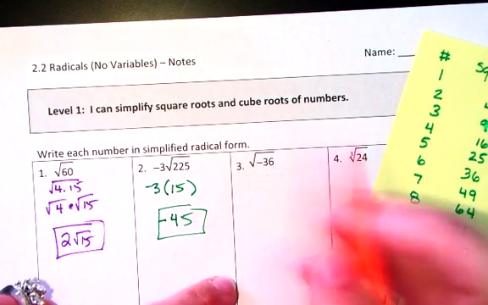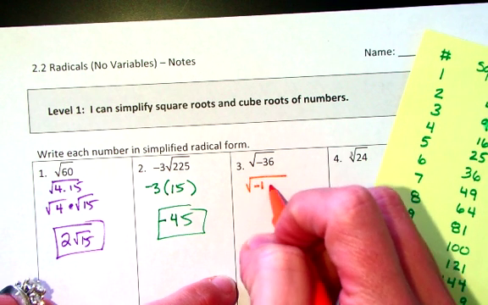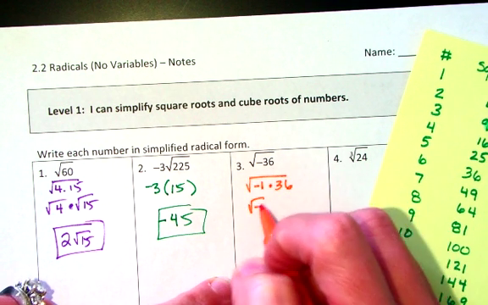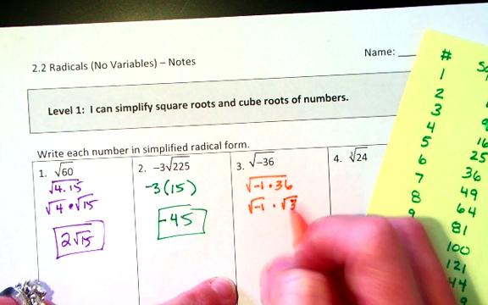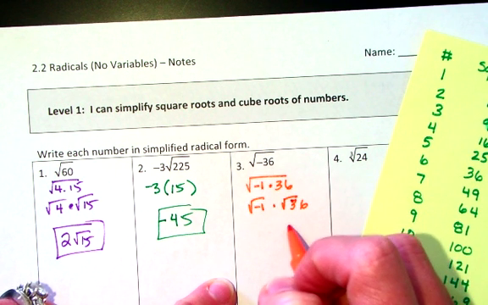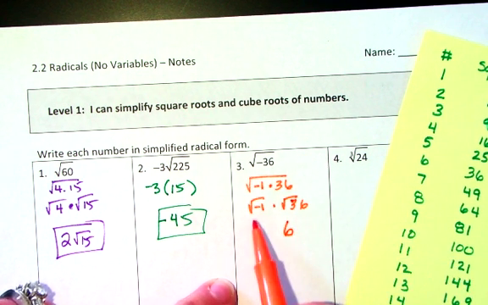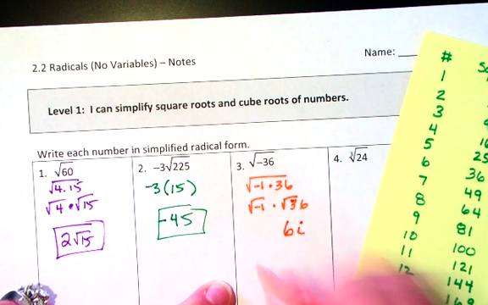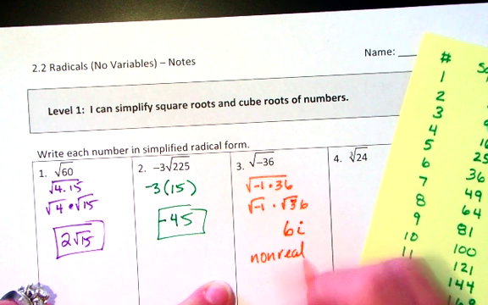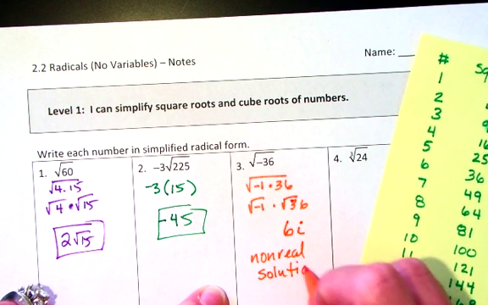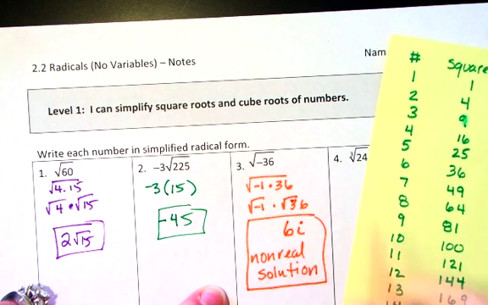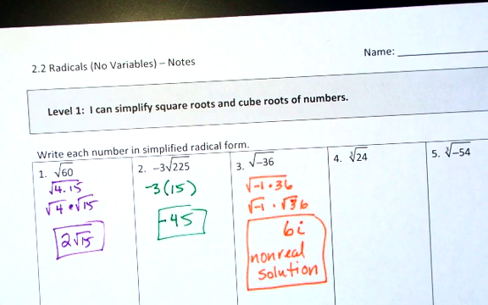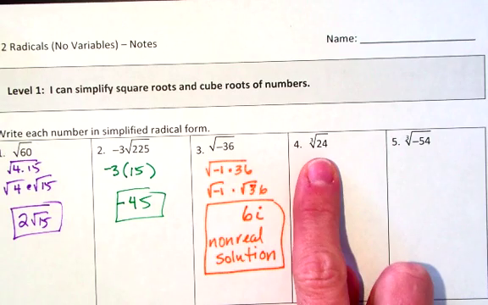The square root of negative 36 is the same thing as the square root of negative 1 times 36, which is the square root of negative 1 times root 36. The square root of 36 is 6, and the square root of negative 1 is what we call an imaginary number. So this is 6i, but we would just say this is a non-real solution. You may not need to find 6i right now because we're really working with real numbers, but this is a non-real solution.